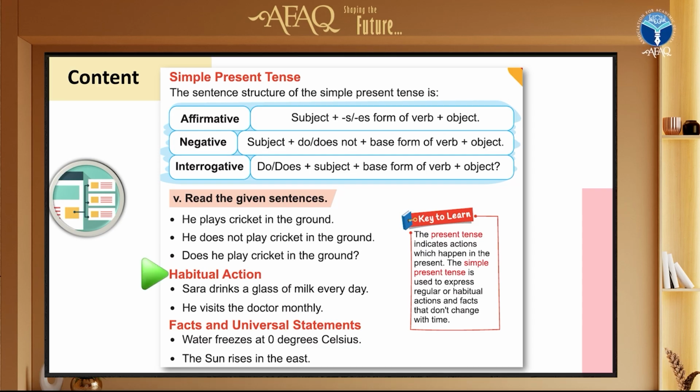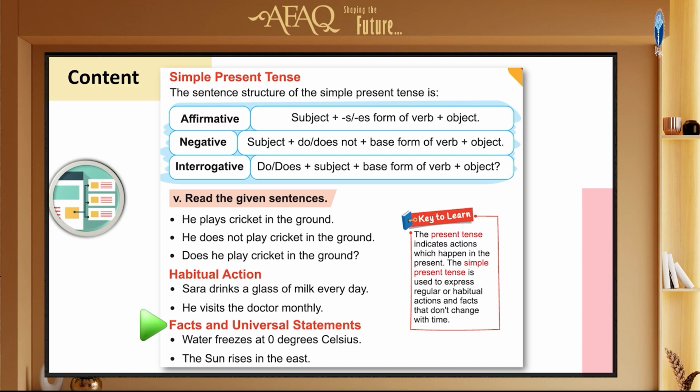Habitual action. What do you mean by that? Habitual action includes the thing which you do habitually, which you do regularly. For example, Sarah drinks a glass of milk every day. So every day she used to drink a glass of milk. Then he visits the doctor monthly. So every month he visits the doctor. So it is something in routine. Regularly they are doing these things.